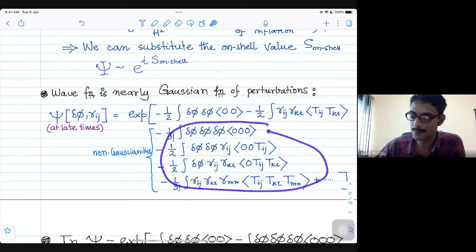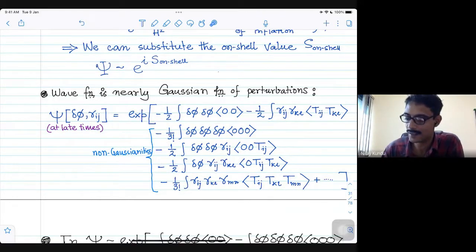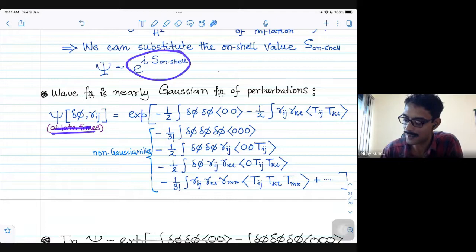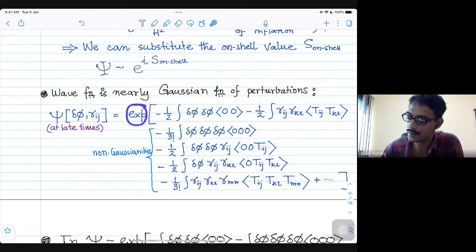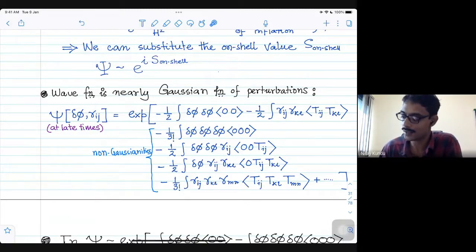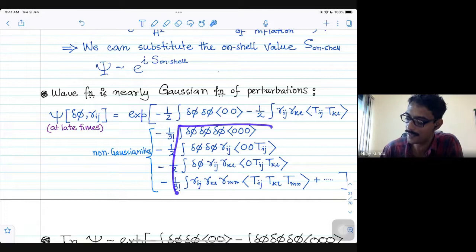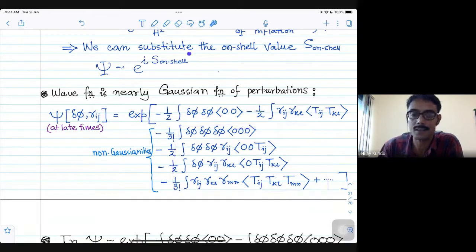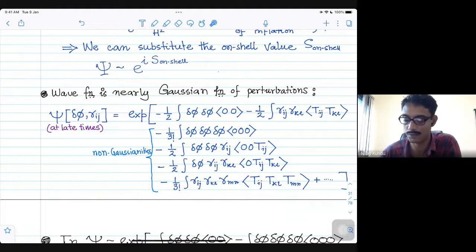So in principle, I can always write this e to the power i S on shell as some exponential, the same exponential, but with this S on shell. So in a sense, if it was exactly Gaussian, then it would have been a free theory. Right. There would not have been any interactions. So these higher point functions are like interactions in this on-shell action. So I'm writing in a very schematic form, but that should be the form of the wave function.